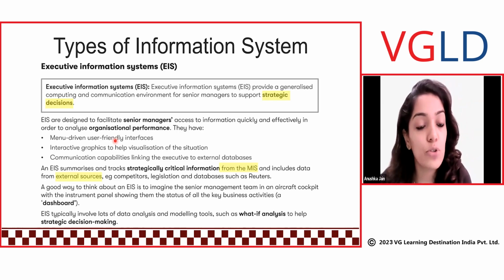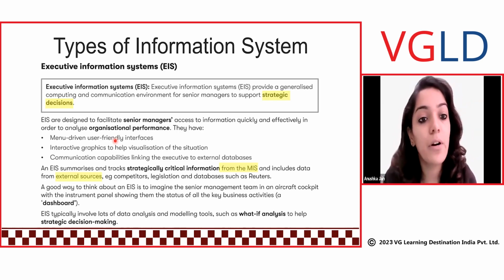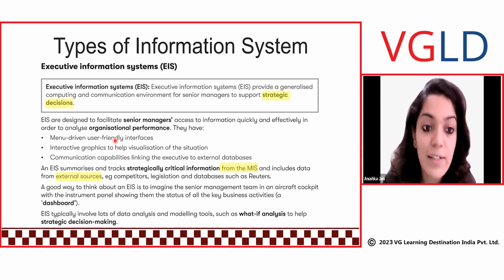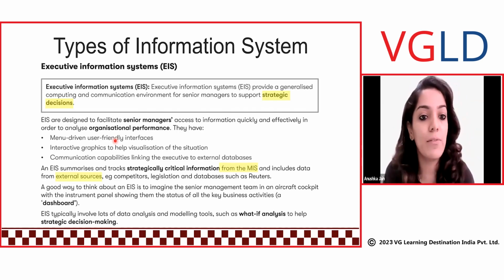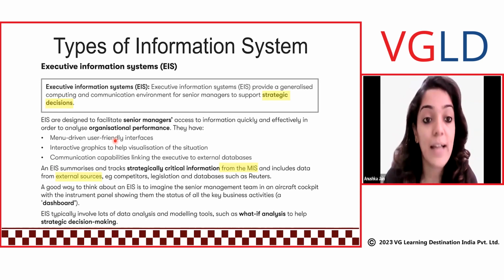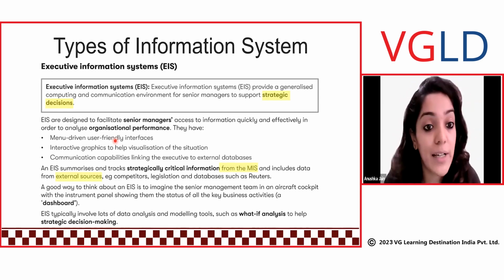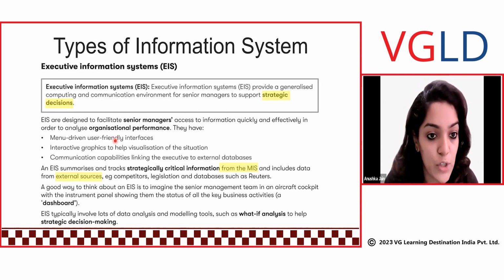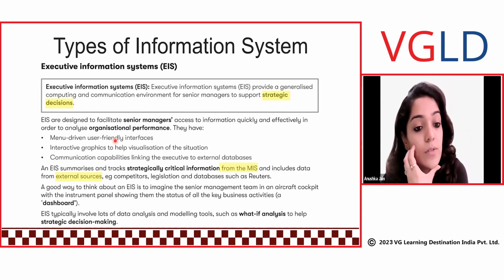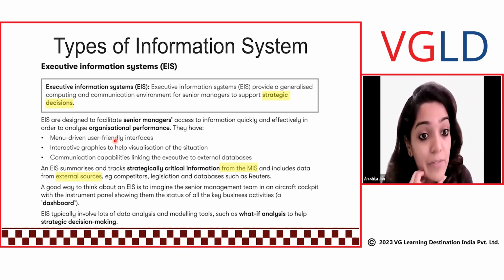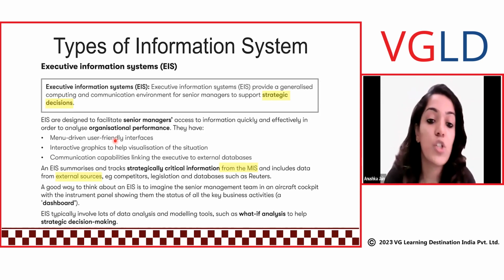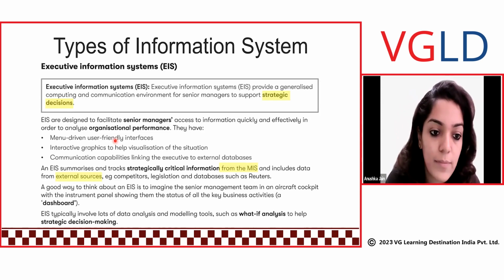Otherwise, they will not be able to comprehend, because they have a lot of other things to do. They have to take such high-level decisions. They cannot be struggling with their information system. It has to be highly user-friendly. Then interactive graphics. I showed you some data visualizations in the previous chapter. So there should be interactive graphics to help visualization of the situation.